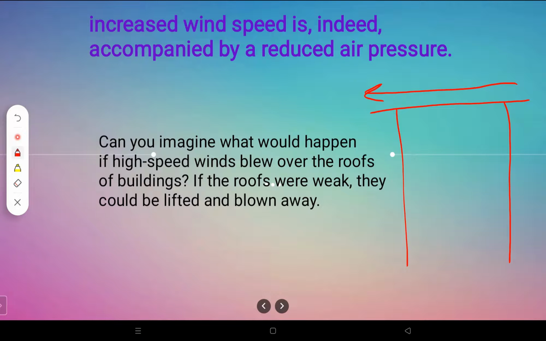Why so? Let's apply that same concept here. When high speed winds move over the roof, the pressure decreases. Pressure here is more. This pressure will push the roof upward and blow it away.